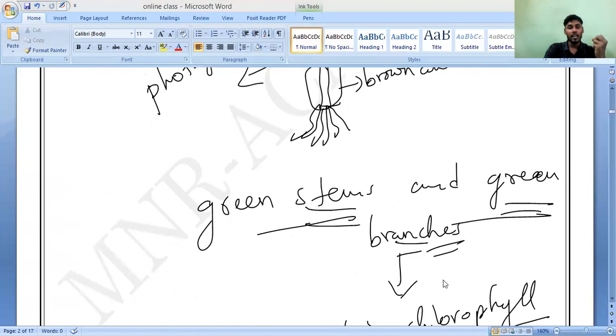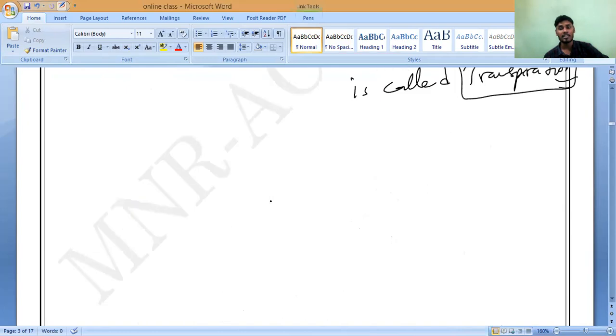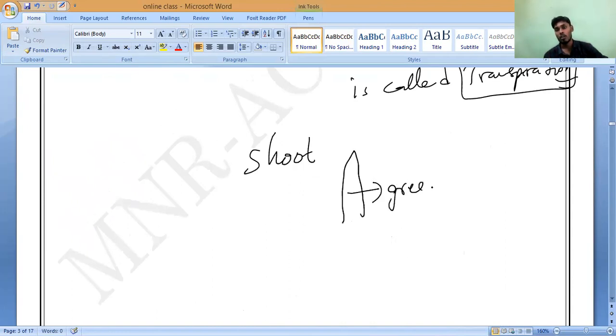So that is why the stems and branches of all plants and trees may not carry out the photosynthesis reaction, but those which contain chlorophyll definitely will. And every plant, when it is in its growing stage, like a shoot, we can call it. Every shoot, when it is growing, will be green in color only. So during this time, it will also carry out photosynthesis.